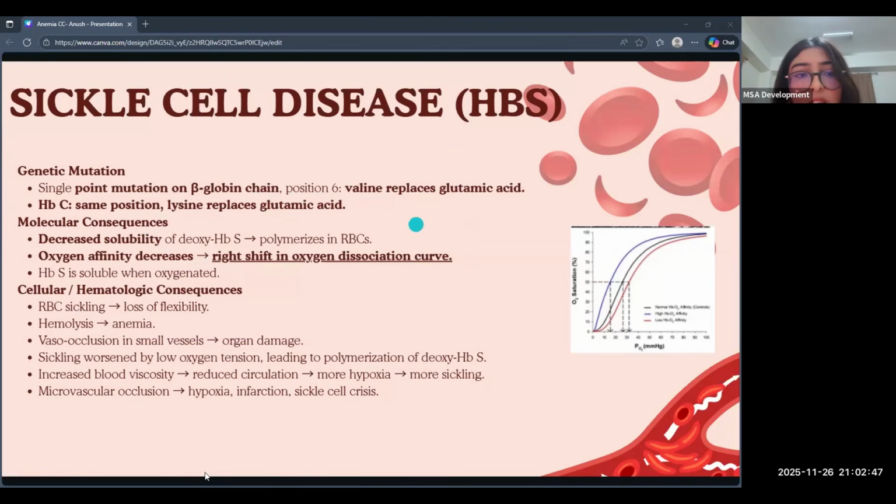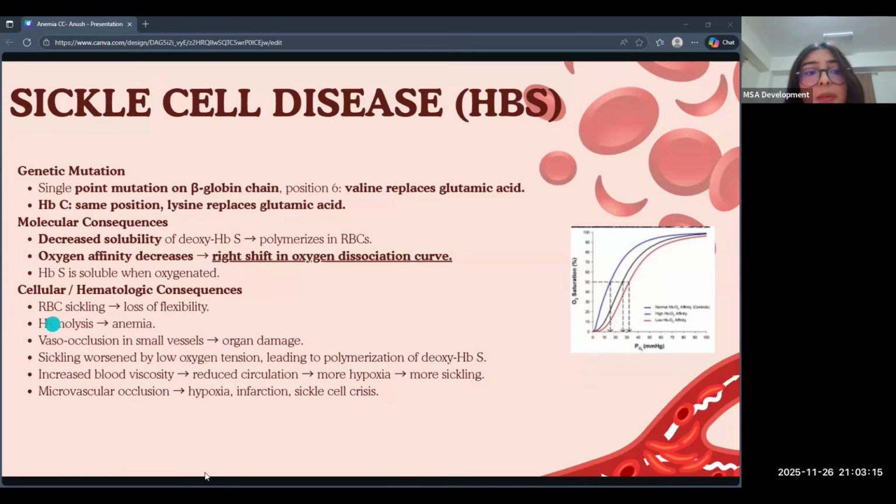Now what does all of this cause? What does this replacement cause? Now it causes decreased solubility of deoxy-HBS. The oxygen affinity decreases. What does that mean? There's a right shift in the oxygen dissociation curve. Now this curve is very important. The black line represents the normal, the blue line represents the left shift, and the red line represents the right shift.